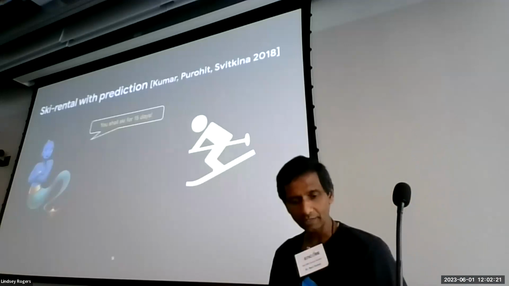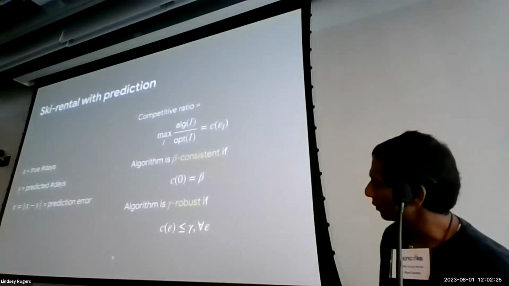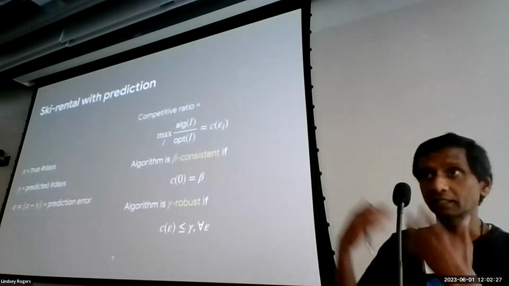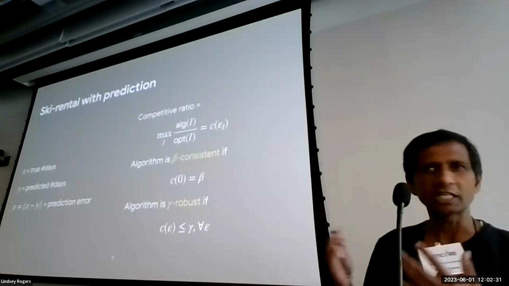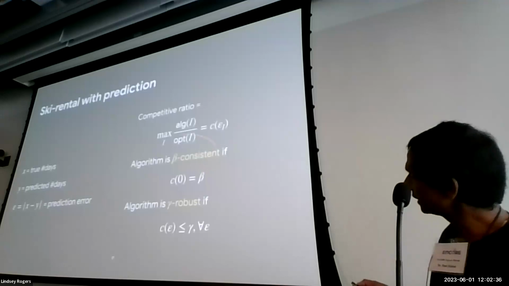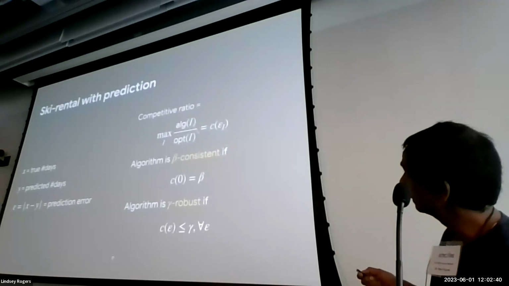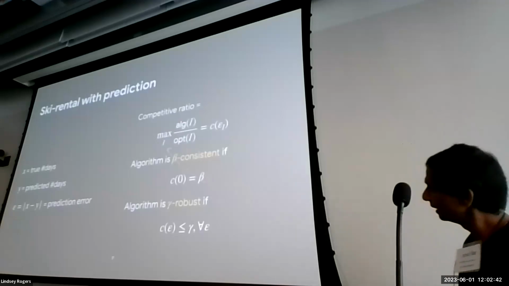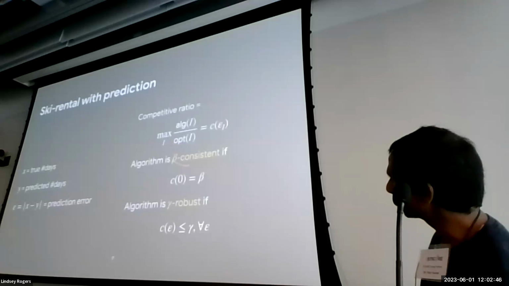So that's a scenario here. If X is the true number of days and Y is the predicted number of days, that's what the machine learning model tells you. You can think of epsilon as the prediction error of X. And just to set up the notation, we call this the standard competitive ratio, the ratio of the algorithm and the optimum.